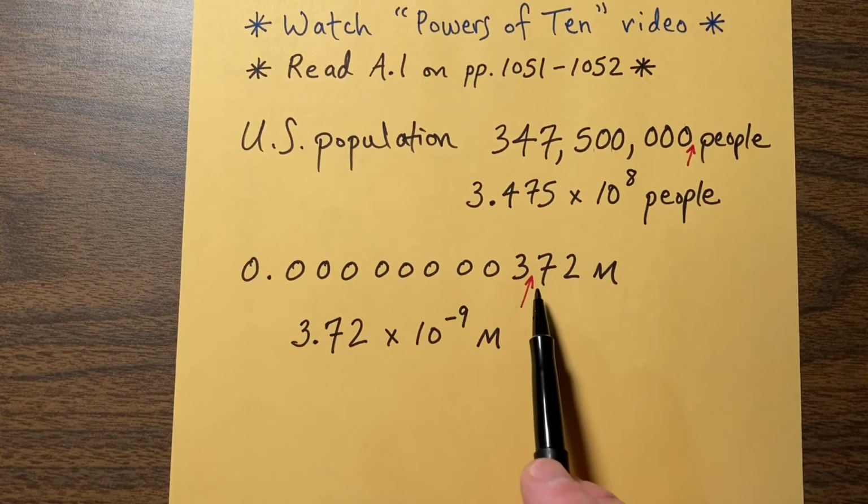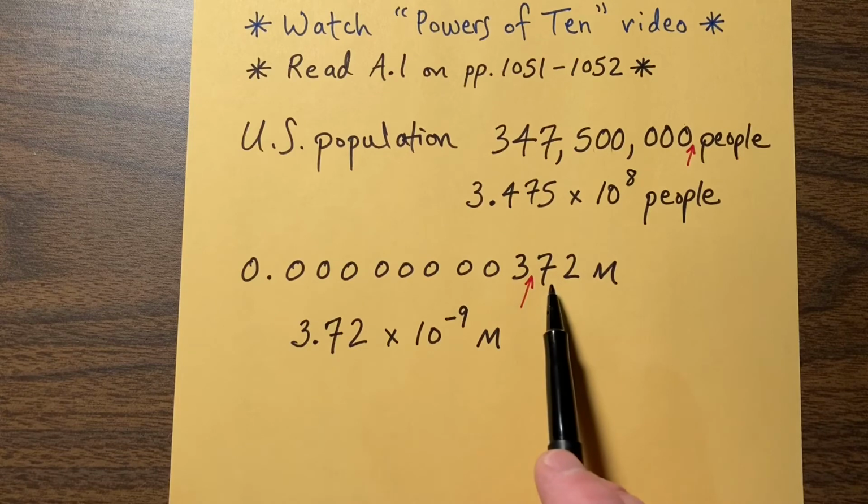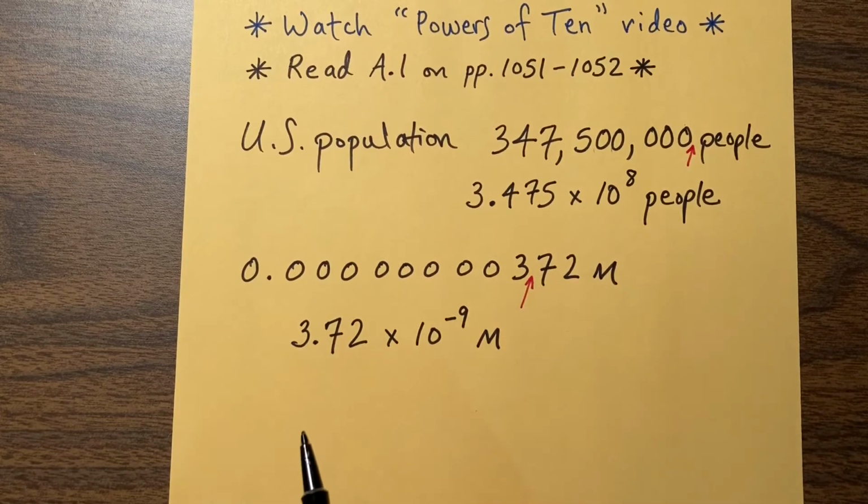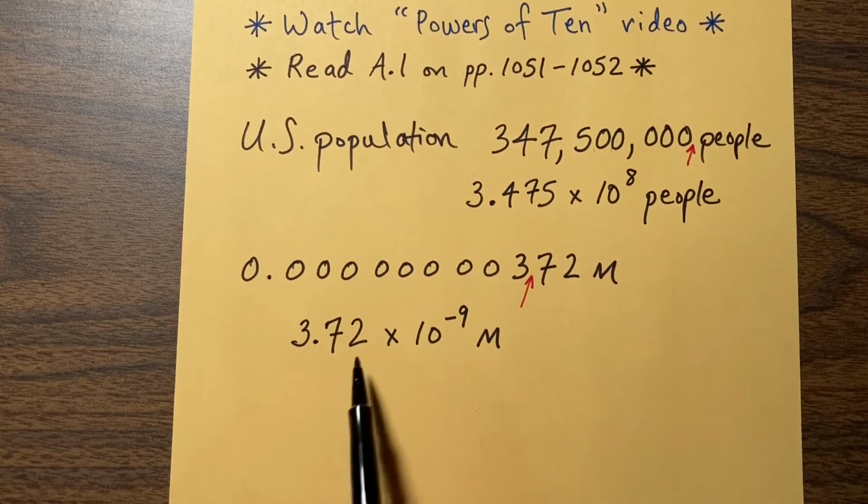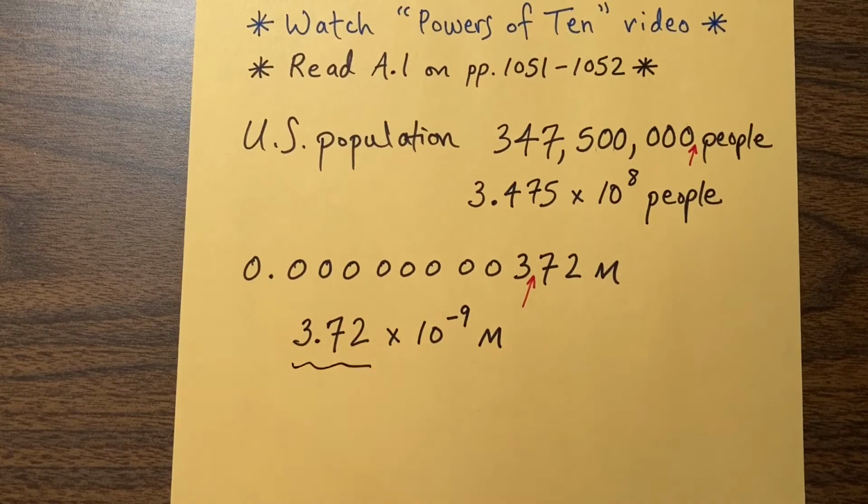If we measured this length of an atom or something under a microscope, this actually is a measurement, so we have to include sig figs, which are only the 3, the 7, and the 2. So that's why this number here only shows 3 sig figs as well.